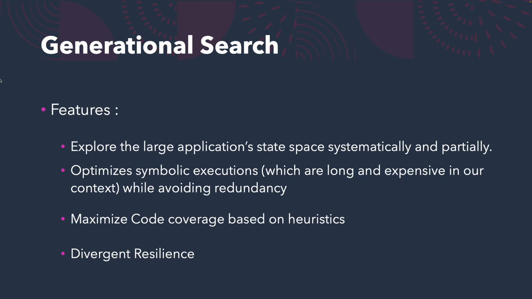And finally, it also adopts divergence resilience. So what is divergence? Whenever an actual execution path does not match the program path predicted by the symbolic execution for a given input vector, we say that a divergence has occurred.